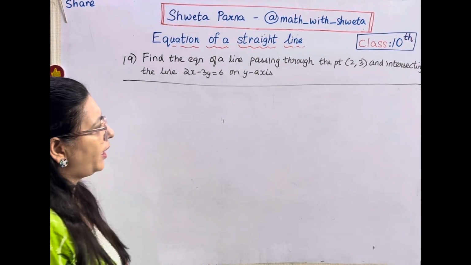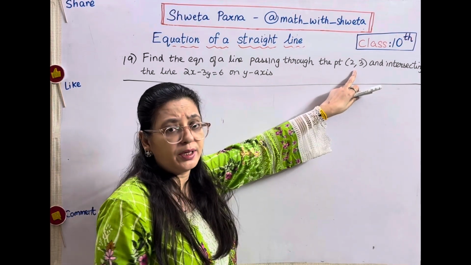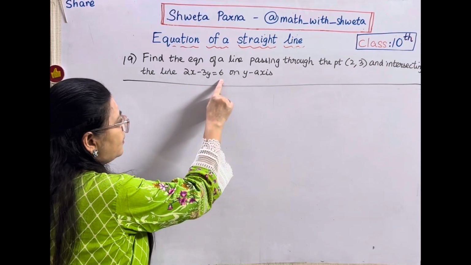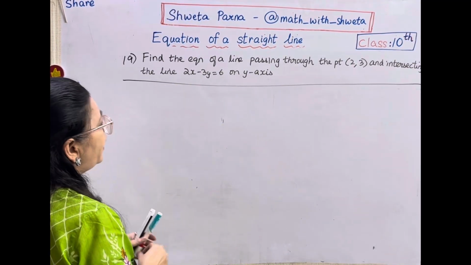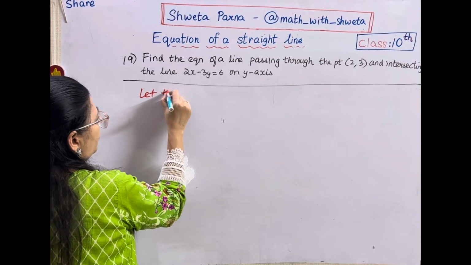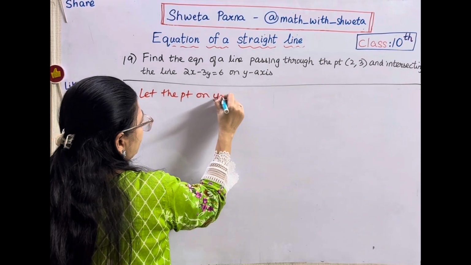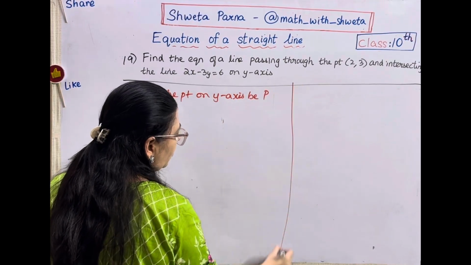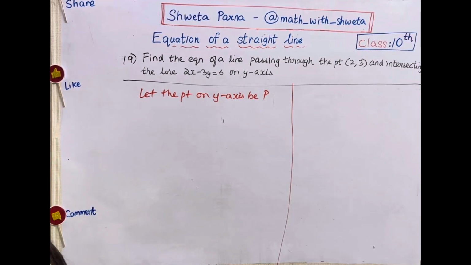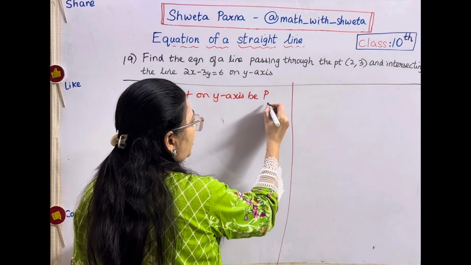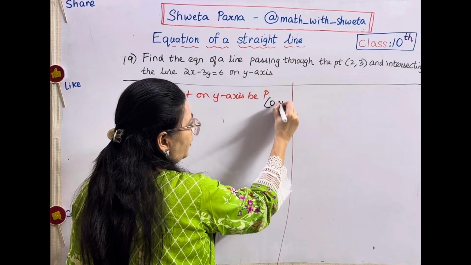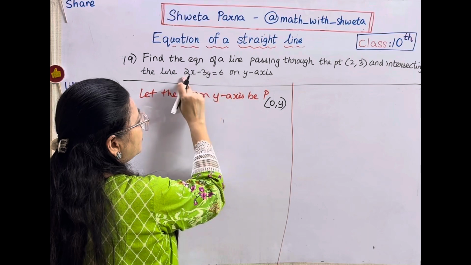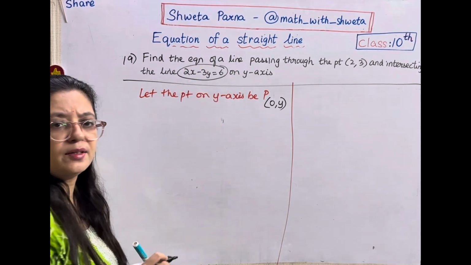Find the equation of a line which passes through the point (2, 3). The line is passing through the point (2, 3) and it intersects this line on the y-axis. So let the point on the y-axis be, say, point P. Now, if it is on the y-axis, what would the coordinate be? The coordinate would be (0, y). Correct? Now, this point is on which line? This line: 2x - 3y is equal to 6.